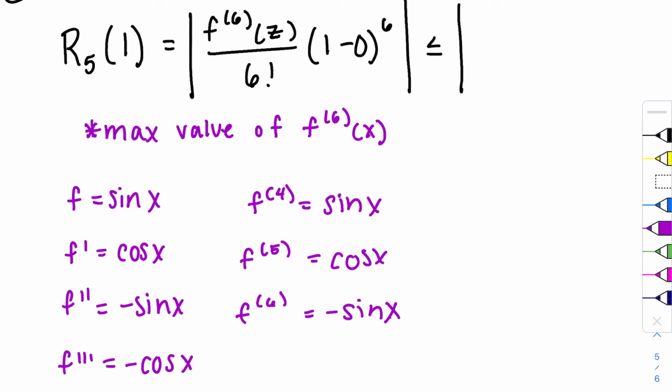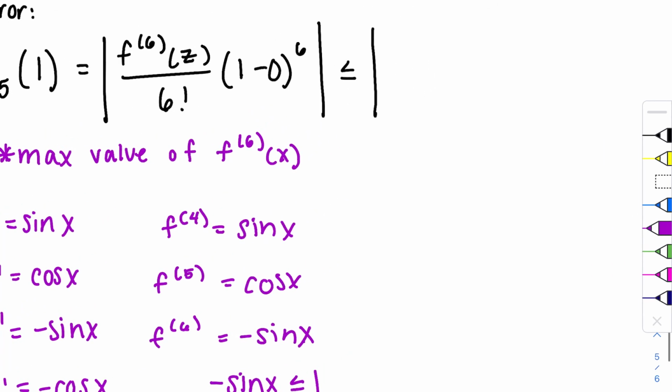So we want the maximum value of that function. Well, negative sine of x is always less than or equal to 1. The biggest value of sine or negative sine is 1. So we're going to plug 1 in for the top for the max error of negative sine of x. And then 6 factorial, that's 6 times 5 factorial. 5 factorial was 120, so 6 factorial is 6 times 120, so that's 720.